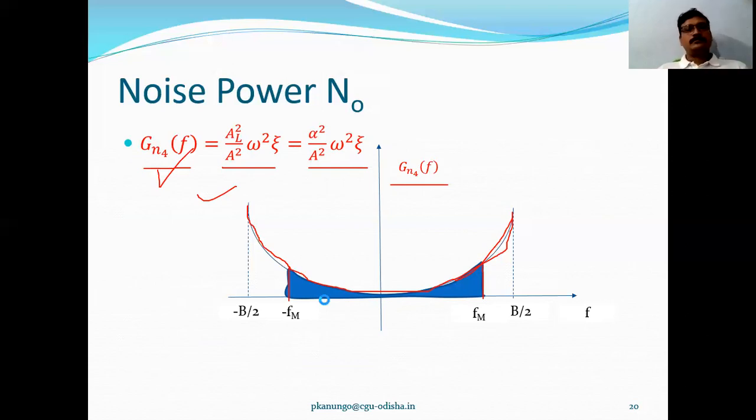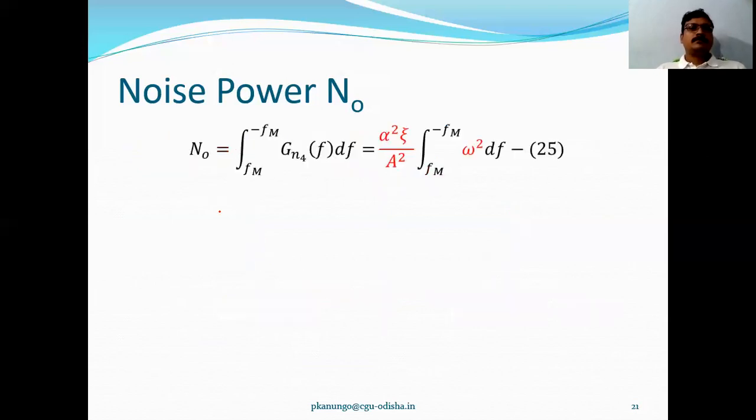So now this is my noise power calculation. That is the area of that GN4 we have to find between minus fm to plus fm. This term we have to calculate. If we go through this, we have simply replaced the GNFR value which we evaluated there, that is alpha square zeta by A square, and then omega square, because we have to integrate with respect to f. So omega square is a frequency value, so that's omega square df.